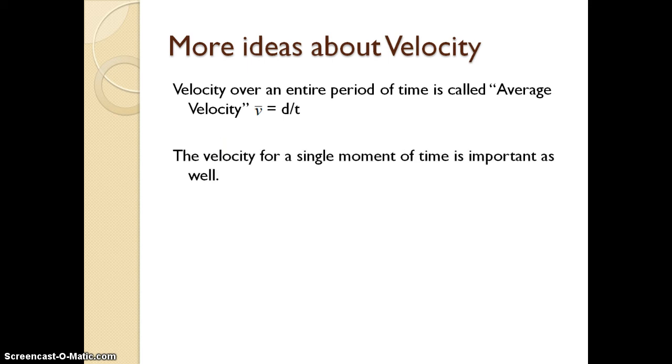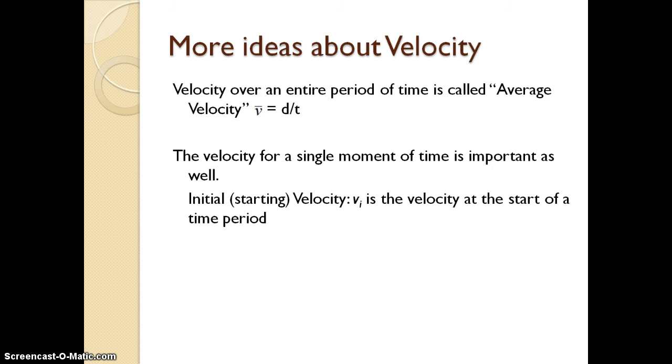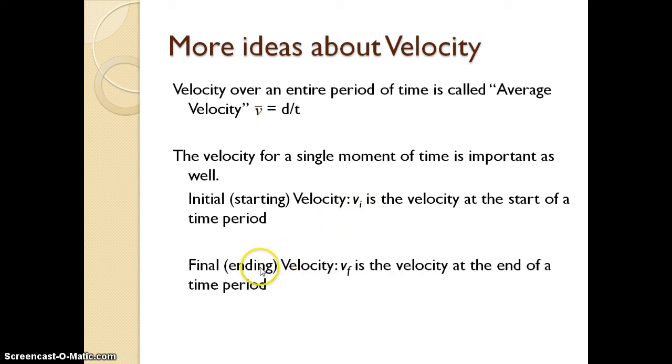The velocity at a single moment, whether it's 1 second in, at the beginning, or at the end, plays a big role in physics. So for the starting velocity at a period of time, we're going to call that starting velocity VI. And for the final or ending velocity, we're going to call it VF. Now, I don't just mean overall, like the moment it left your hand and the moment it came back in your hand. Initial and final can be any points along that throw. It just depends what you're looking at.